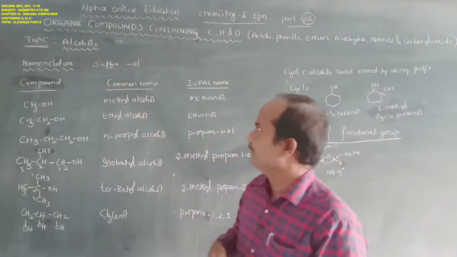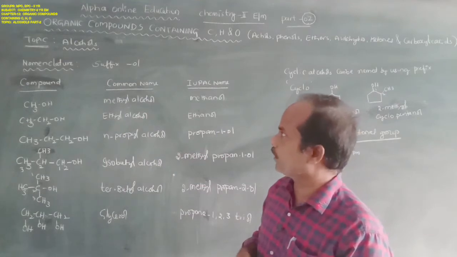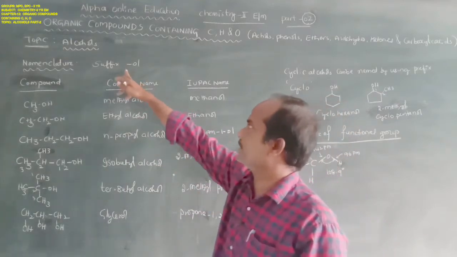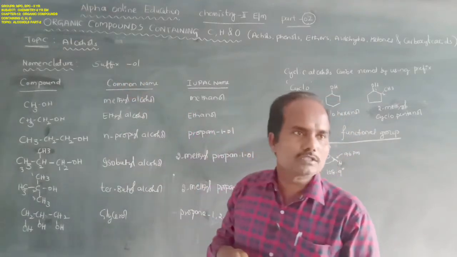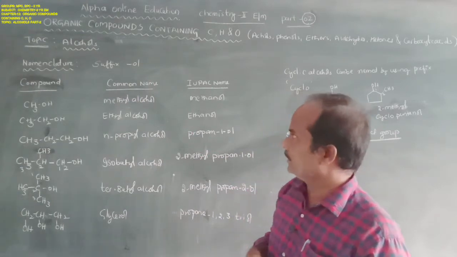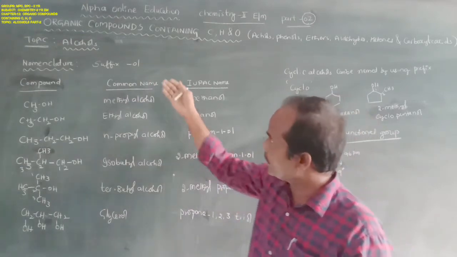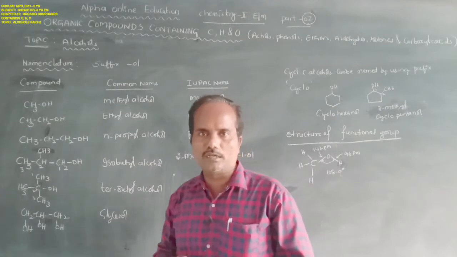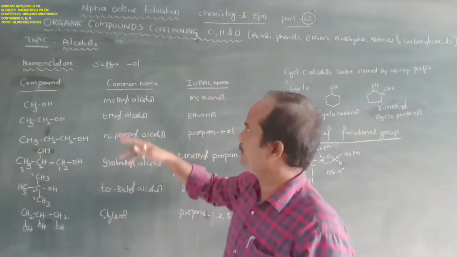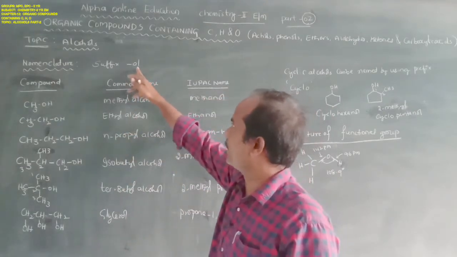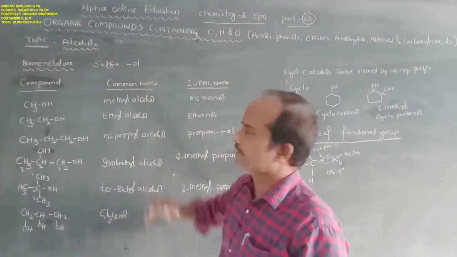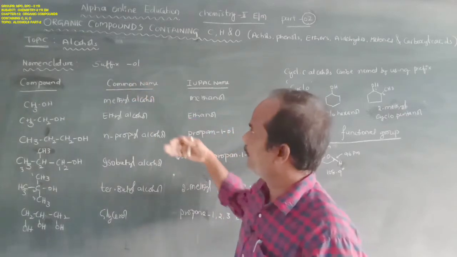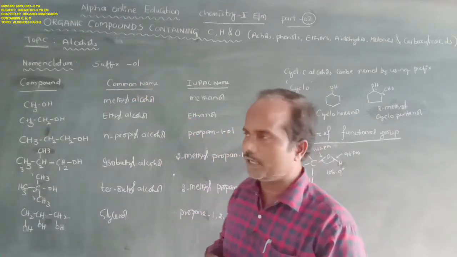While giving names for alcohols, here is the nomenclature. The suffix is ol. The ol suffix is used. There is a common name for an alcohol, and the IUPAC name, where the ol suffix is added to the carbon chain.